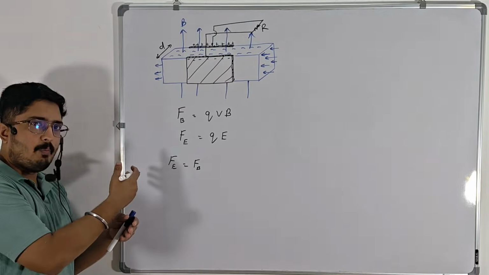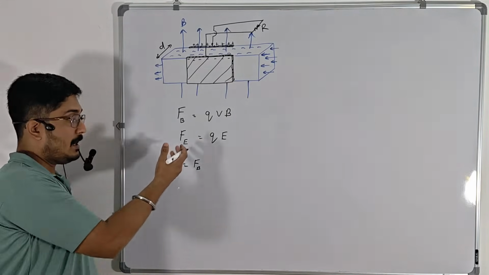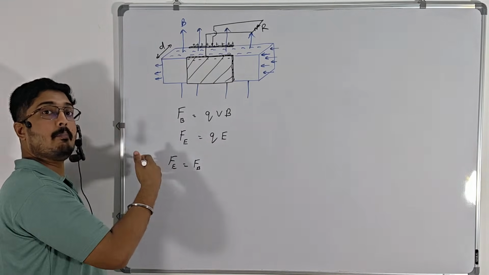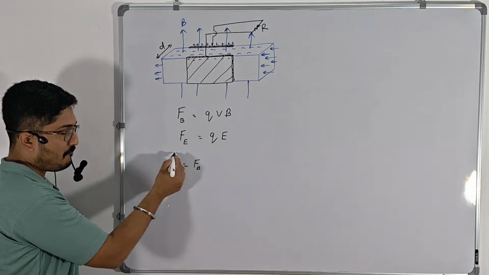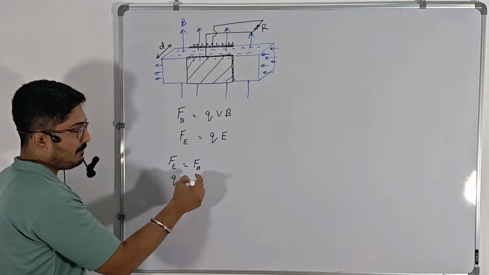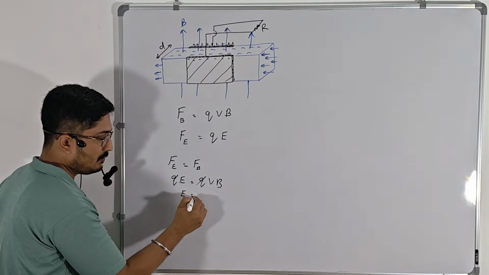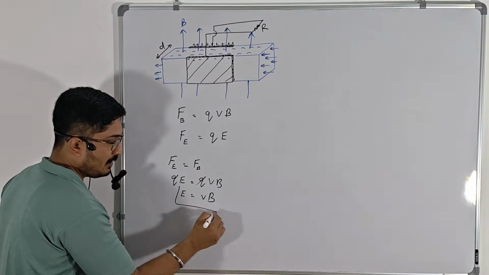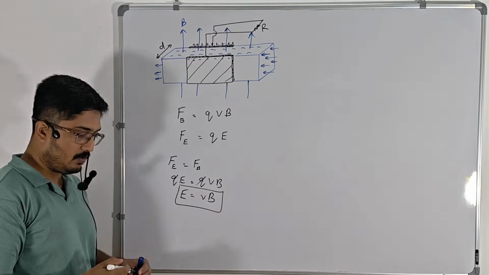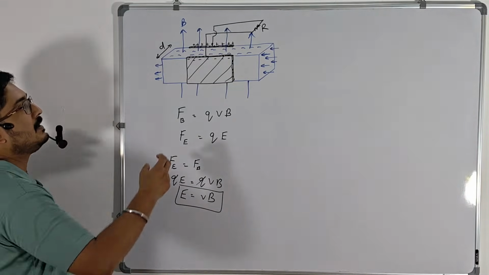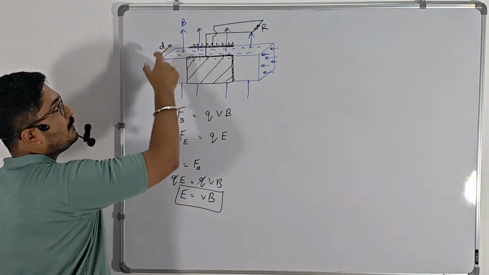Why I'm doing this is that by using this, I'll be able to find the electric field generated, and by using the electric field, I'll be able to find the potential generated. See, right now you can see that Fe is nothing but QE, and the magnetic force is nothing but QVB. The Q gets cancelled. Basically, E is equal to VB, where V is the velocity and B is the magnetic field. So by doing this, I have found the electric field that is generated between the two conducting plates.